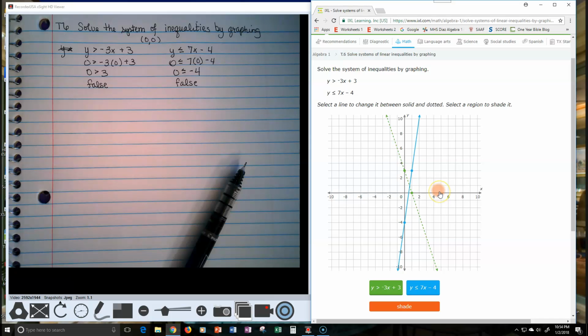Now keep in mind, when you're shading, you just can't shade anywhere. You have to shade the area that they have in common. So right now, we would have shaded all of this for the green, but only this portion for the blue. So what they have in common is over here.